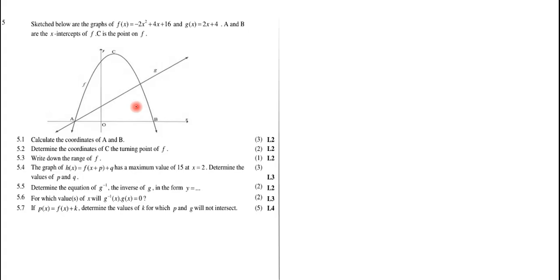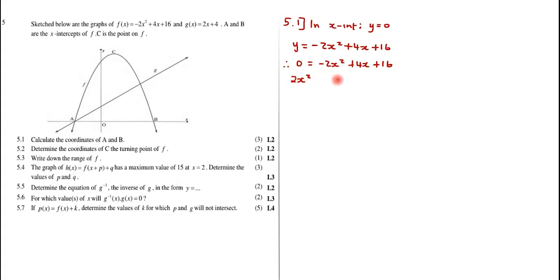Now A and B are points on f, and not only that, they are the x-intercepts. So in an x-intercept, we always make y equal to 0. Here we have y equals minus 2x squared plus 4x plus 16. From there, we make y equal to 0 and solve for x. I'm going to take the minus 2x squared across, so it becomes 2x squared, then minus 4x, then minus 16 equals 0.